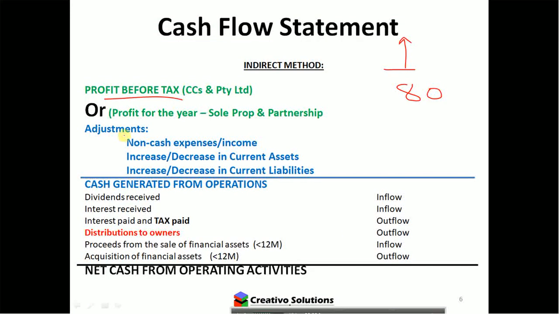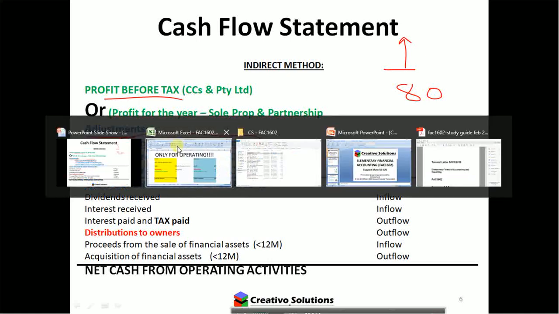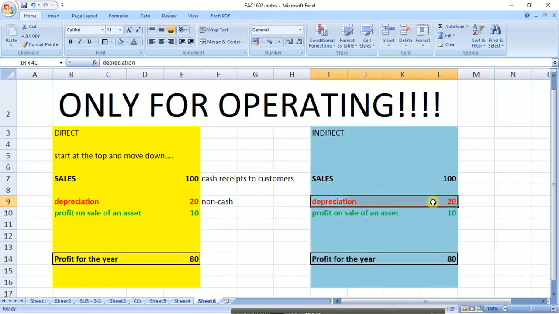Okay, so now we need to look at the adjustments. So now, do I have non-cash items? Yes. Income or expenses? Yes. Do I have to provide for those adjustments? Yes, you do. Yes, I do. So now I've got depreciation here.